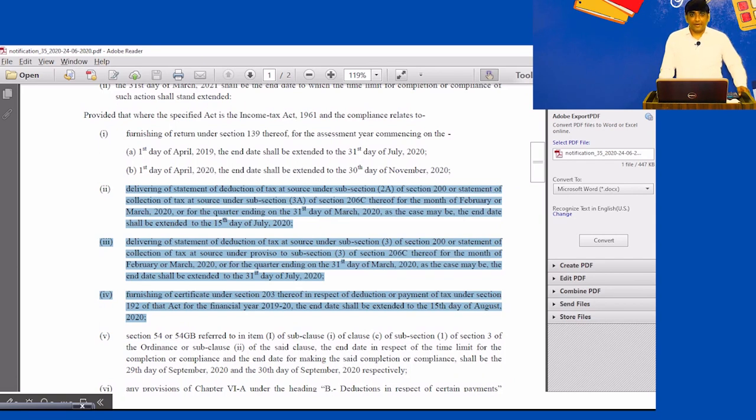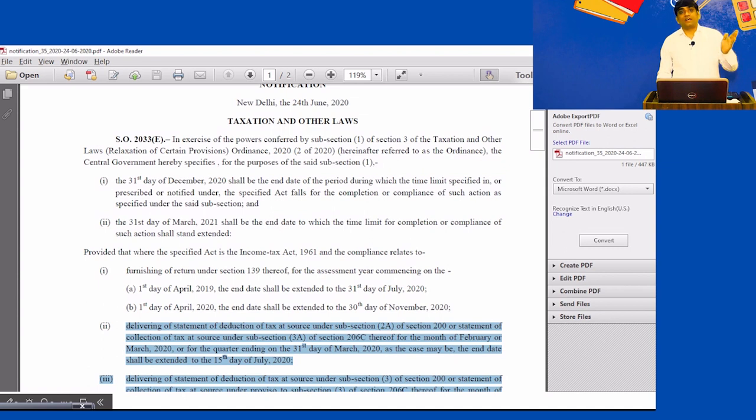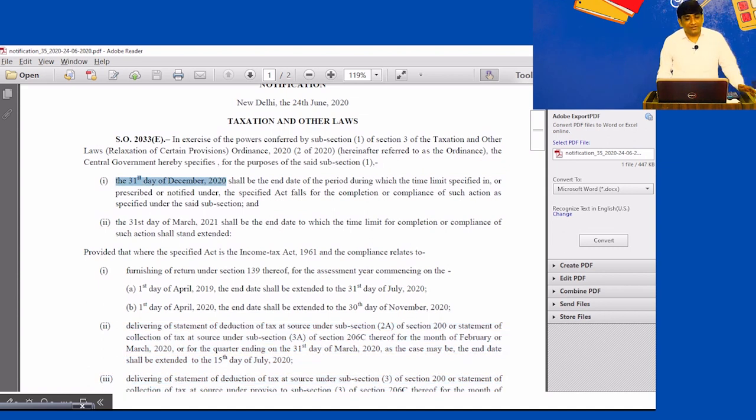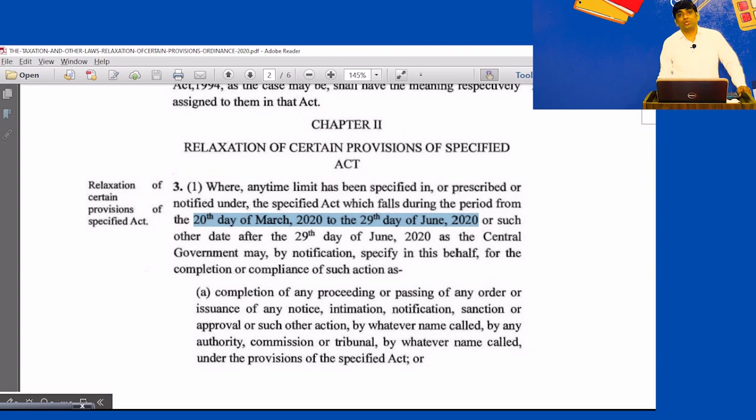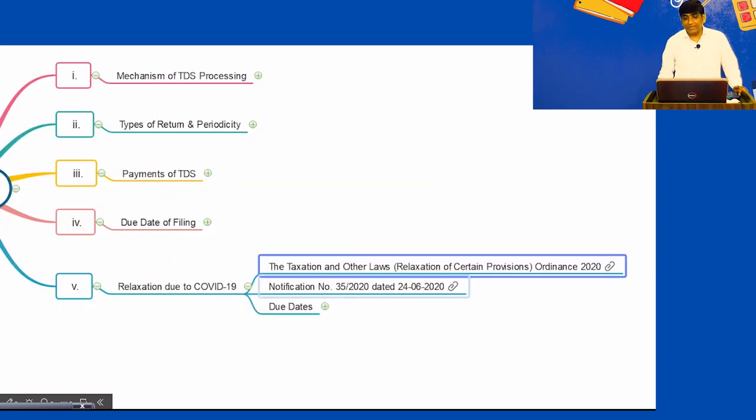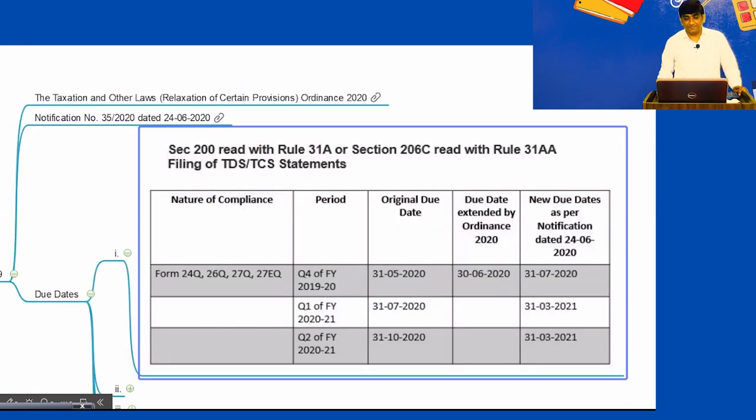Okay, but for any other type of transaction which falls for compliance up to 31st of December, the date specified for the compliance has been extended to 31st of March 2021. So now let's see the due dates after this ordinance and notification for TDS and TCS.